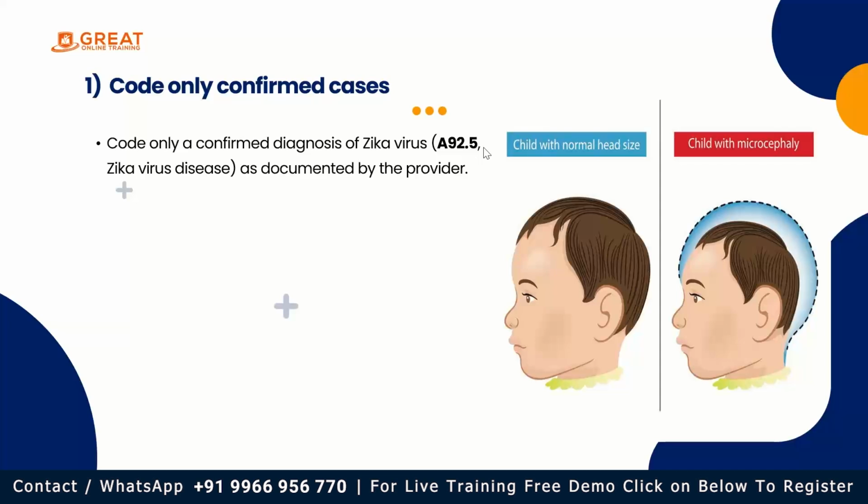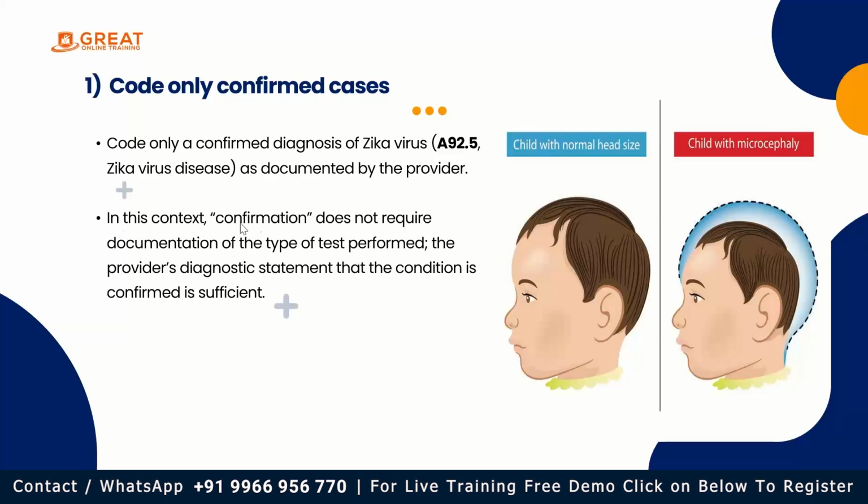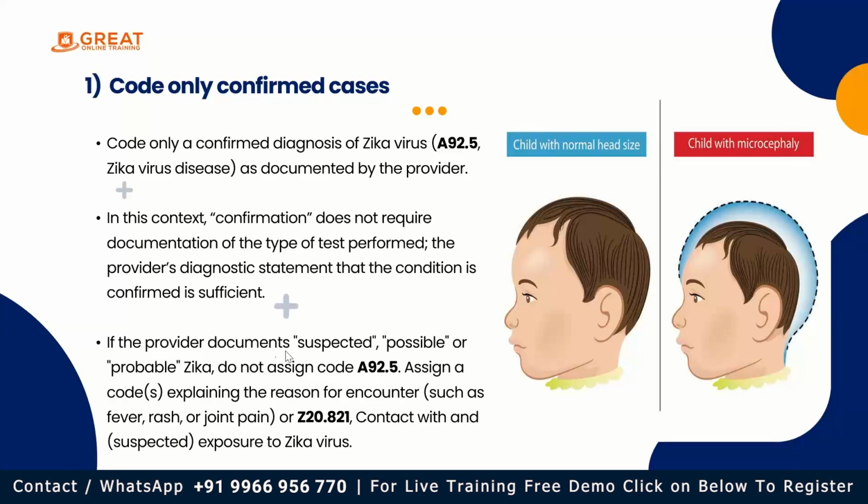The Zika virus code is A92.5, Zika virus disease, as documented by the provider. In this context, confirmation does not require documentation of any type of test performed. The provider's diagnostic statement that the condition is confirmed is sufficient. If the provider documents suspected, possible, or probable Zika, do not assign code A92.5. Assign a code explaining the reason for the encounter, such as fever, rash, or joint pain, or Z20.821, contact with and suspected exposure to Zika virus.